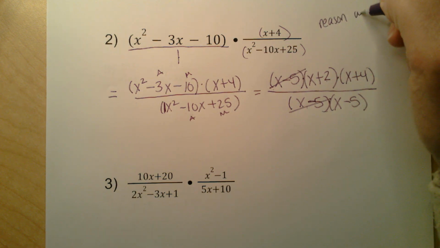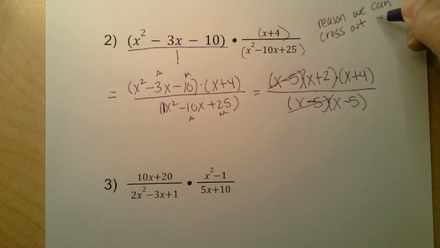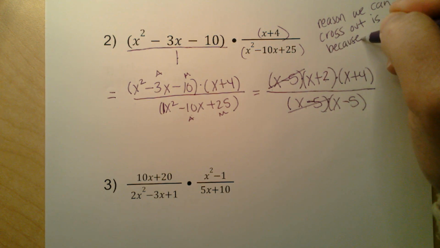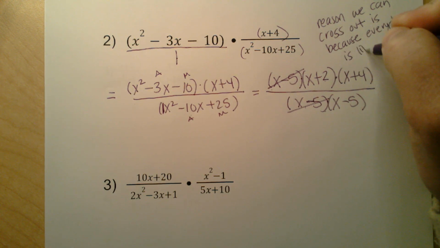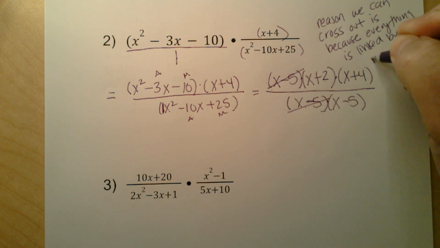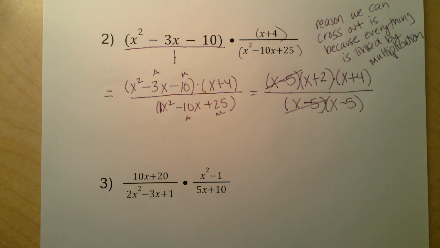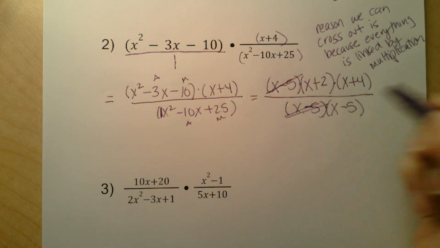The reason we can cross them out is because everything is linked by multiplication. And we were able to get it into multiplication because we factored. So this is another reason why factoring is so important, because we're able to multiply and divide rational expressions. So that's what we want. So we're able to cross out those two.